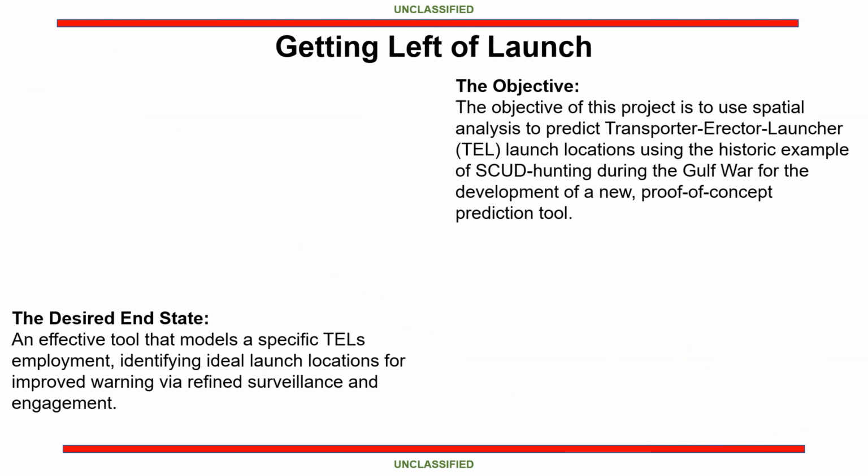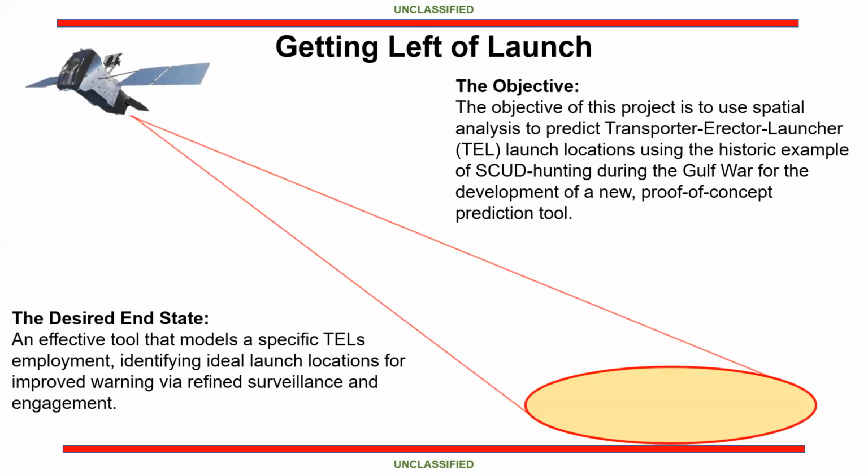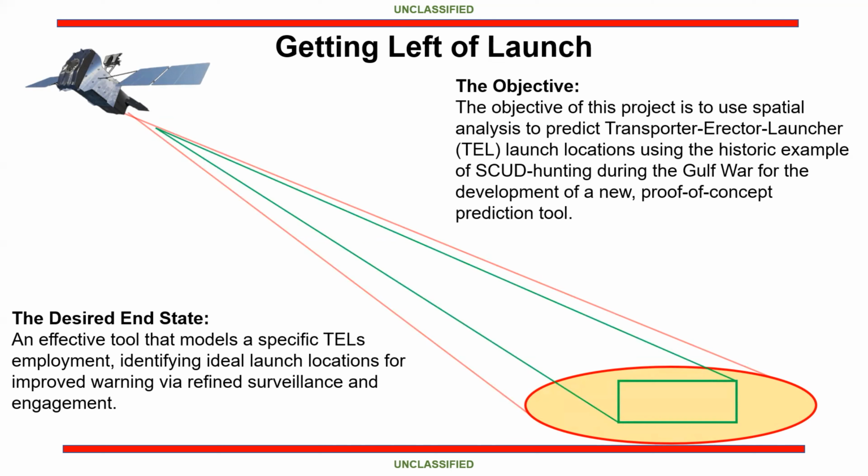So getting left of launch, getting ahead of it, the objective is to use spatial analysis to predict transporter erector launchers, TELs, launch locations using historic examples of Scud hunting during the Gulf War for the development of a new proof of concept prediction tool. And the desired end state is an effective tool that models a specific TEL's employment, identifying ideal launch locations for improved warning via refined surveillance and engagement. So what this visual is depicting is that we have our area of operations. We've identified an ideal launch position or emplacement position for a TEL. We see that activity, we start pushing the warning, perhaps get a strike in ahead of time to prevent the launch altogether, depending on the circumstances, of course.